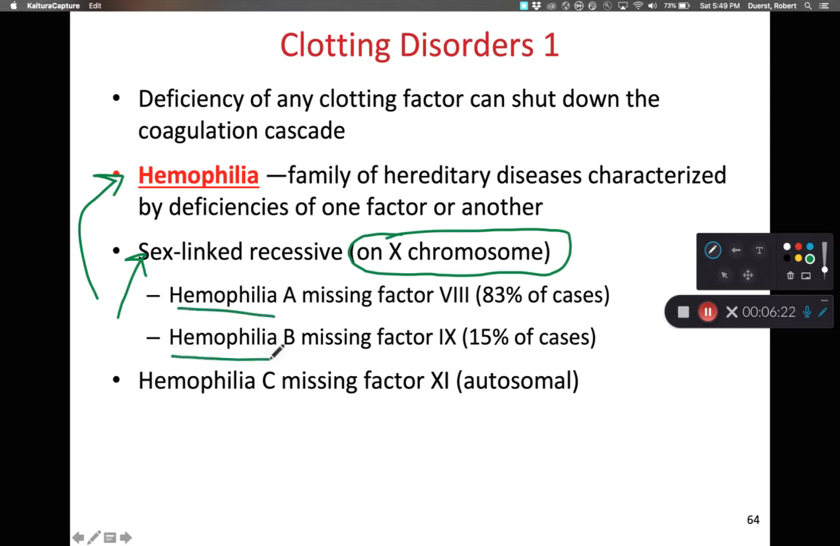Hemophilia A and hemophilia B are the two examples. Hemophilia A is when someone doesn't have factor 8. Hemophilia B is when they don't have factor 9. Hemophilia C is when somebody is missing factor 11, an autosomal-based hemophilia.